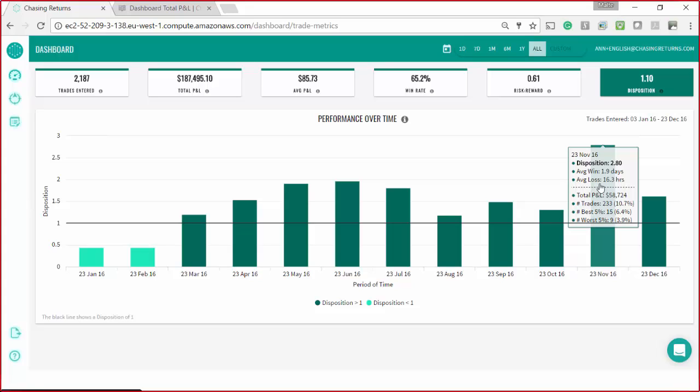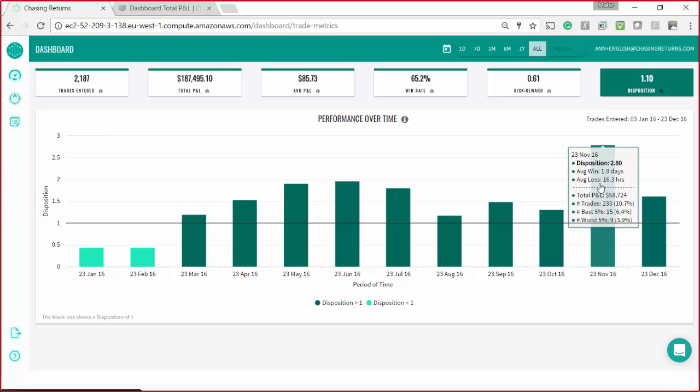If you look at this particular one, the average time in winners in November was 1.9 days, and the average time in losers was actually 16 hours or 1.4 days. So he can stay in his winners slightly longer than his losers. This is a really important metric for people to measure. If it's less than 1, you're probably either staying in losers for too long or cutting winners too quickly. And again, we'll make a bunch of references to that further on in the demo.